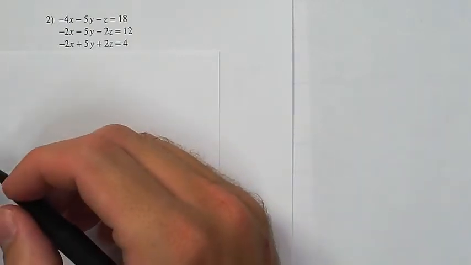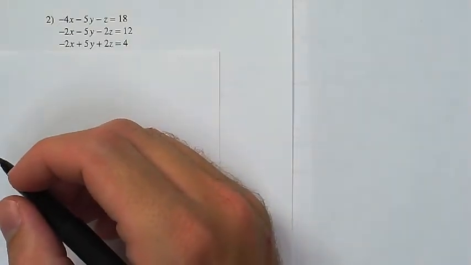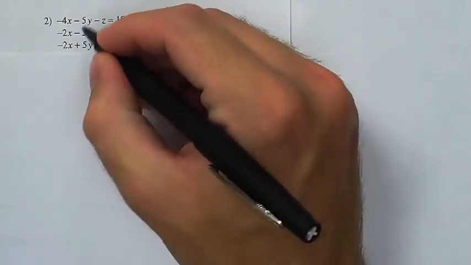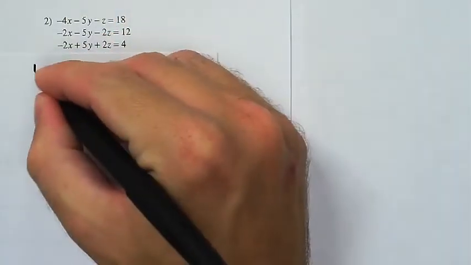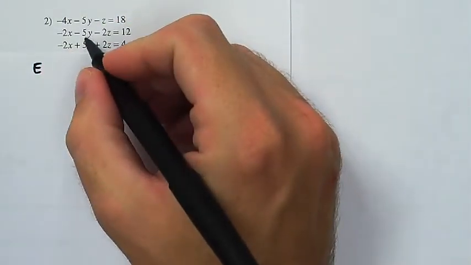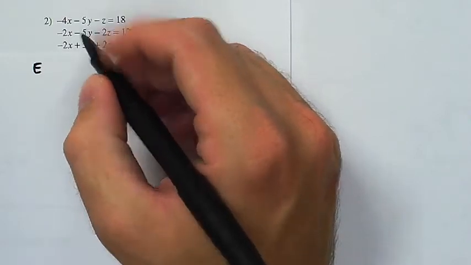All right, number 2, I'm seeing a lot of the same thing. I'm going to really want to eliminate on y because of these negative 5y's and that positive 1y. So, since it's set up really perfectly, I'm going to do equation 1 plus equation 3.